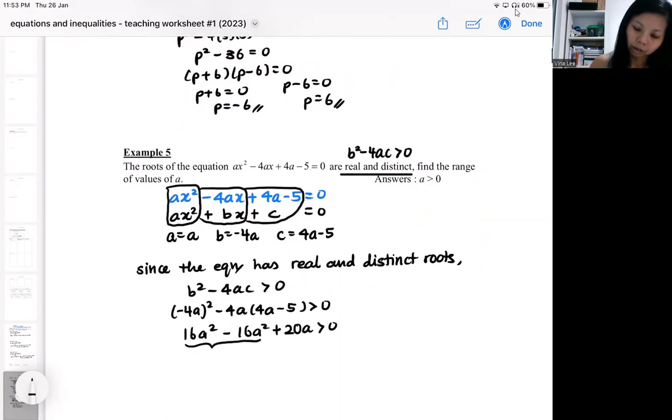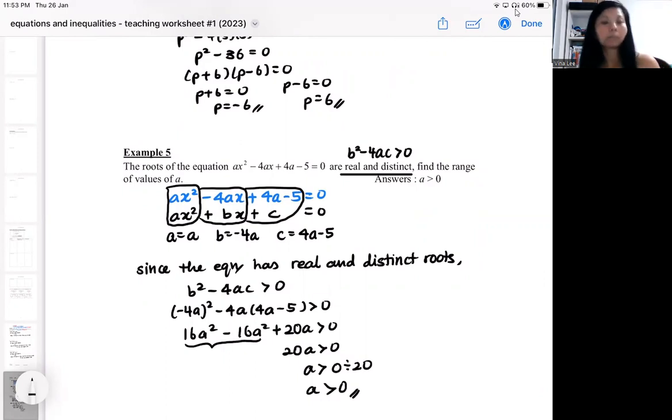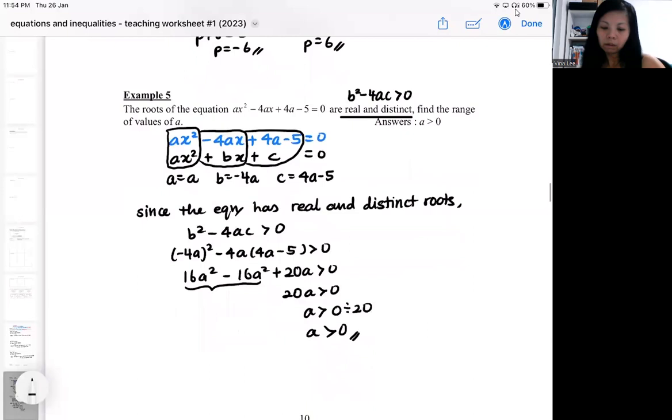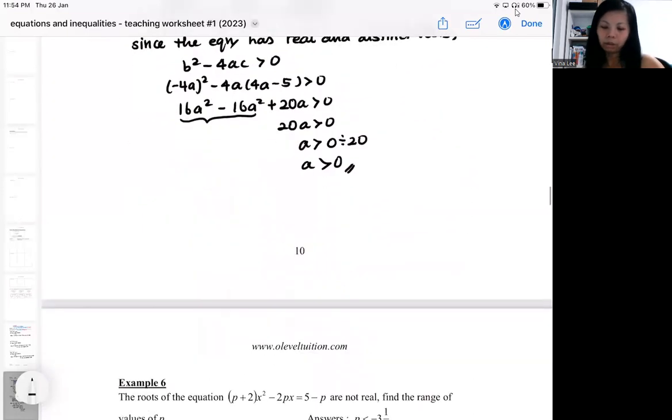So this part cancels. I'm left with 20A. 0 divided by 20, I'm left with A greater than 0. Okay, so it's actually very repetitive, the condition. Once you decide the condition, you get the ABC from the equation to execute the condition. If you look at the next few examples, it's also very repetitive.